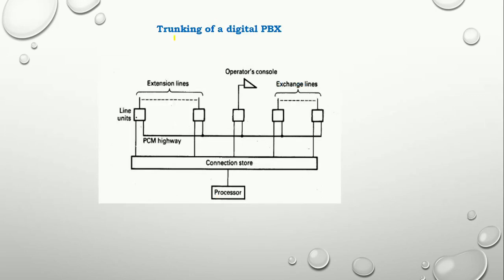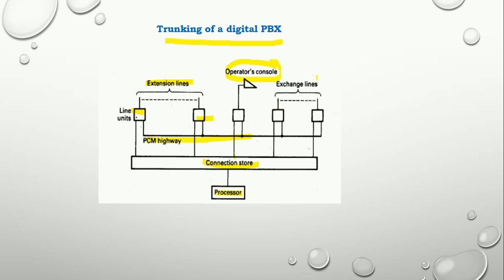So very rarely expected question, just for 4 marks, that means trunking of the digital private branch exchange or public branch exchange. If you remember the diagram easily, it is written in the answer sheet. So the processor is connected to the connection store, and you'll be having line units. For these line units, extension lines are connected. That means how to connect the extra subscribers, that is connected here. And the connection store and the PCM highway are operated with the manual operator, that is the operator console.